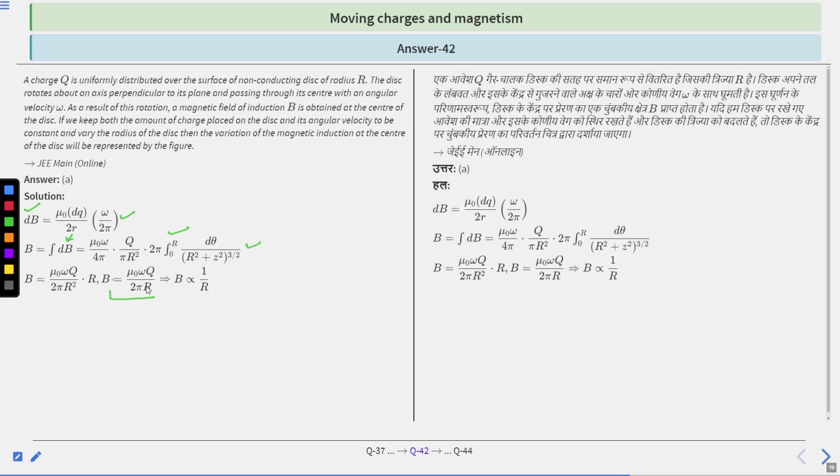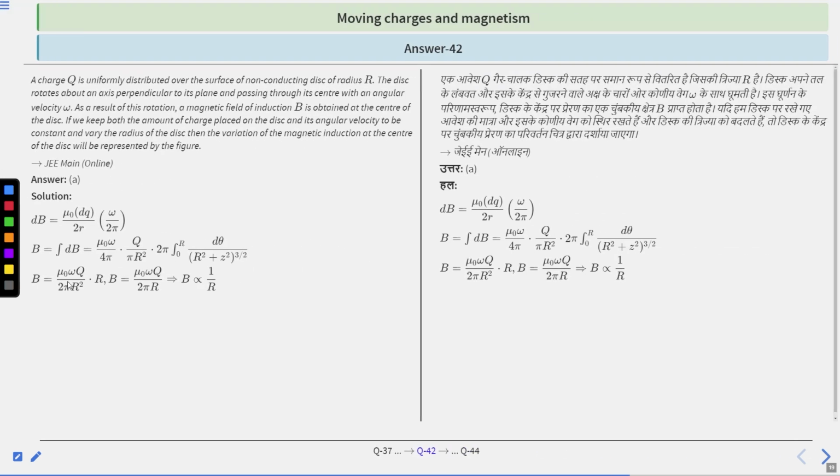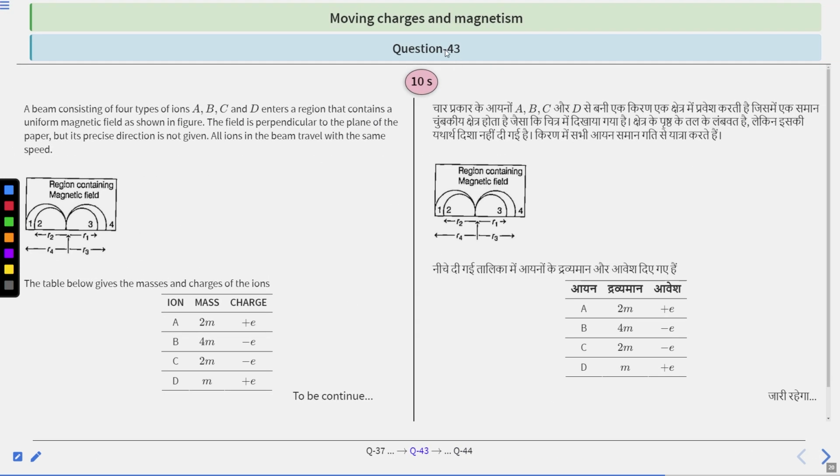It means B is inversely proportional to r. So the correct answer is the one where B is inversely proportional to r. This option A is correct. Clear? Option A is correct. The other graphs here are not inversely proportional; this one is a straight line, not inverse. This one is the inverse, so option A is correct. Clear?